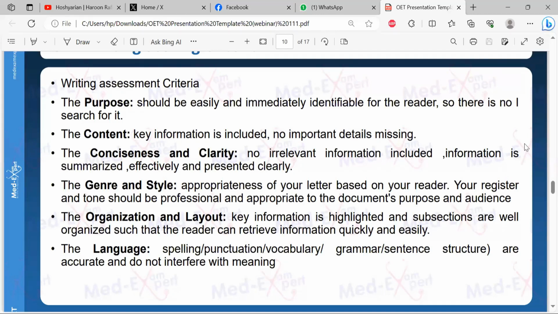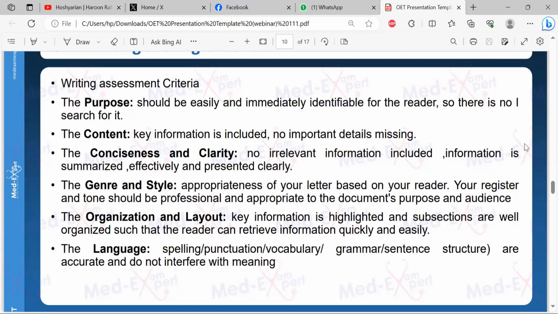After that, there is content: key information is included and no important detail is missing. For content, you have to stick to the key information that you have conveyed to the other person. And one more thing, no important details should be missing. If you miss any important detail, it will definitely go for a negative marking.